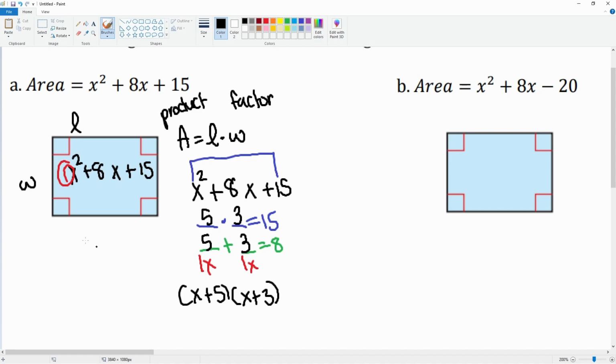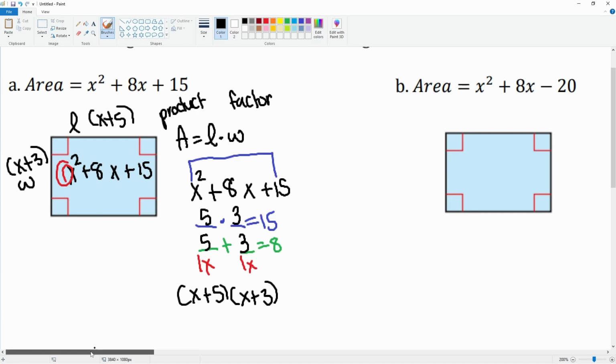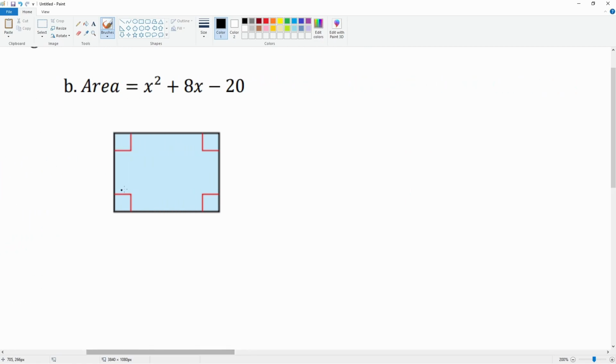So we can say that the length here can be x plus 5 and the width here as x plus 3. So there you go. That's how you find the length and the width. You just factor.